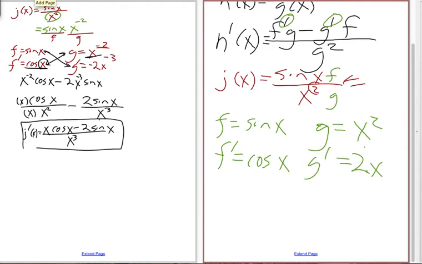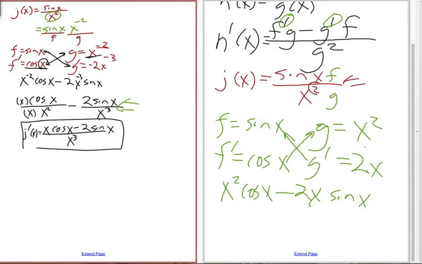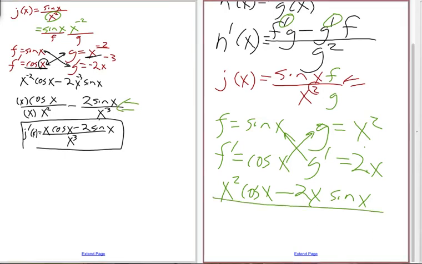All right, so now I come back in, I plug in up here. I'm going to have f prime times g. So that will give me x squared cosine of x minus g prime f, 2x sine of x. And if you're smart, you'll be looking over here and seeing where, gee, this looks a whole lot like this. However, we're divided by x squared squared.